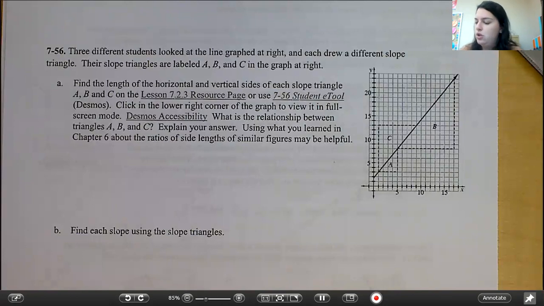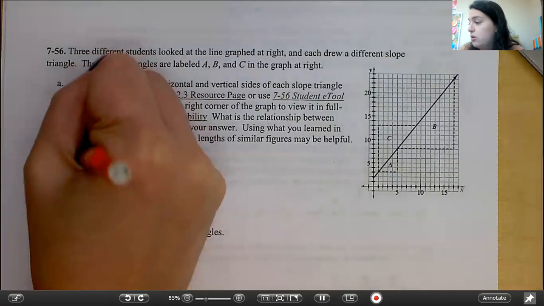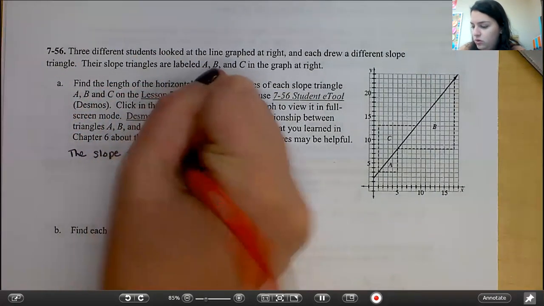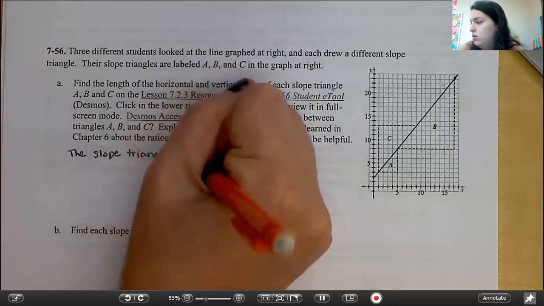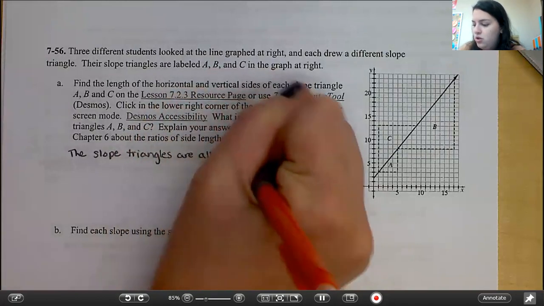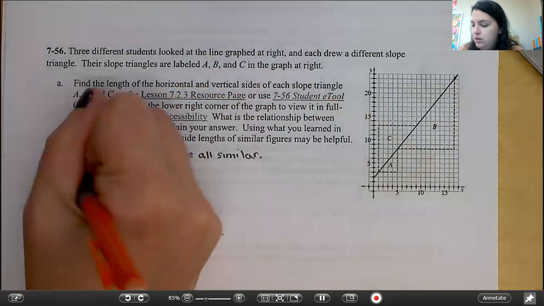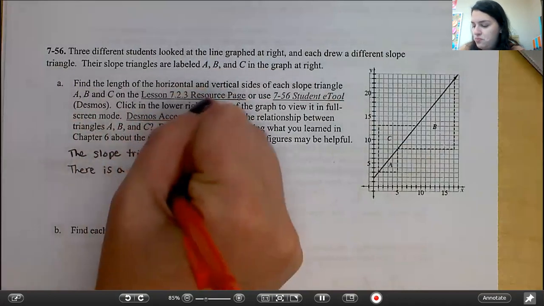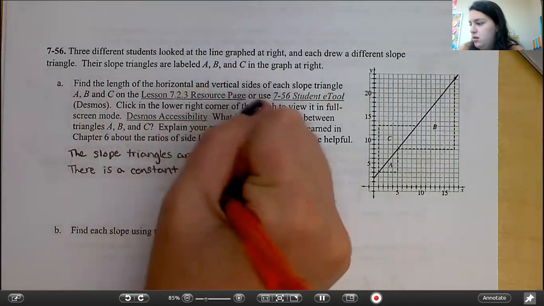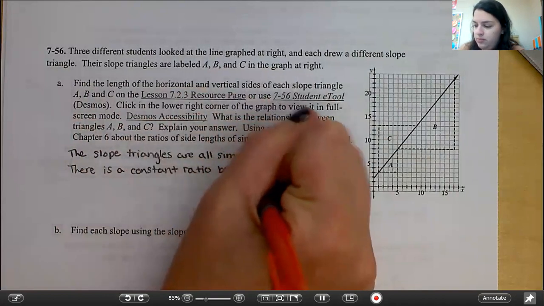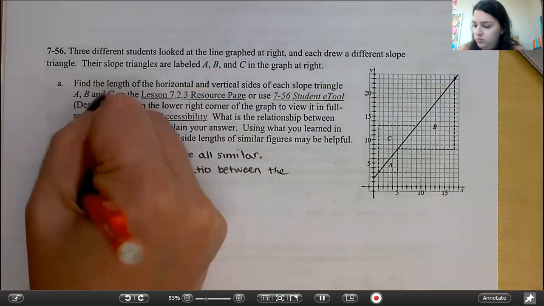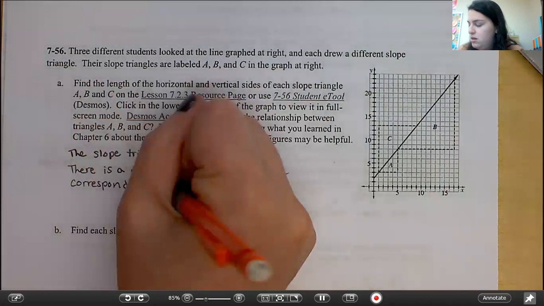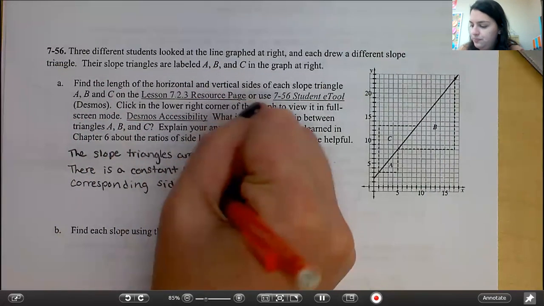Okay, if you're back with me, you should have hopefully come up with something like the slope triangles are all similar. So remember that similar means that there is a constant ratio between the corresponding side lengths of each triangle.